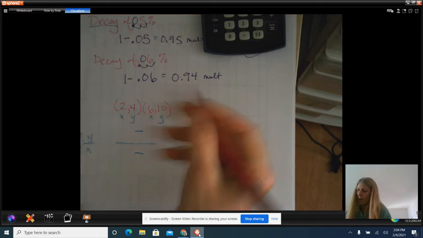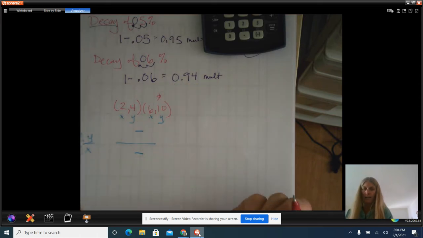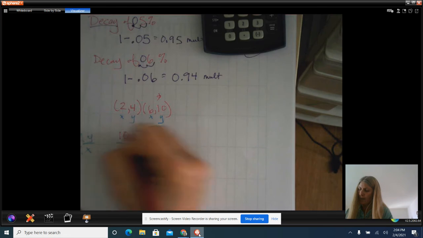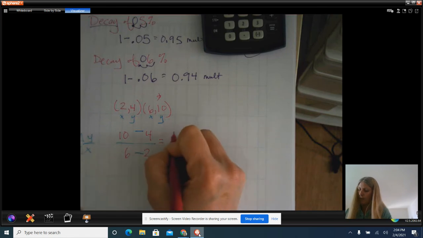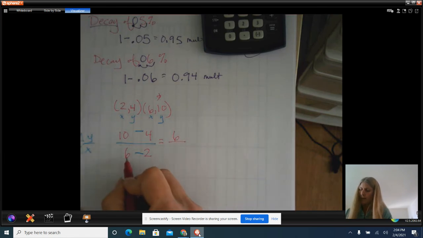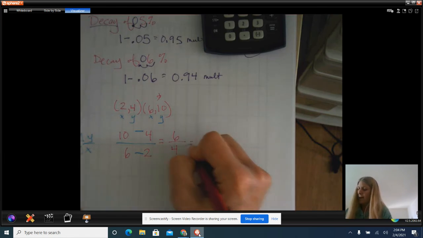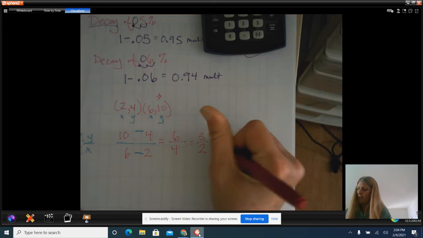Okay, so we can pick either one. I like to start with the one that has a higher y. So we have 10 minus 4 over 6 minus 2. And that becomes 10 minus 4 is 6, and 6 minus 2 is 4. And that reduces to 3/2 for our slope.